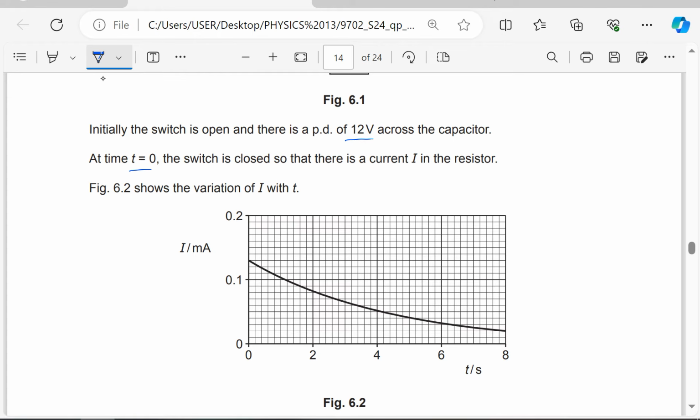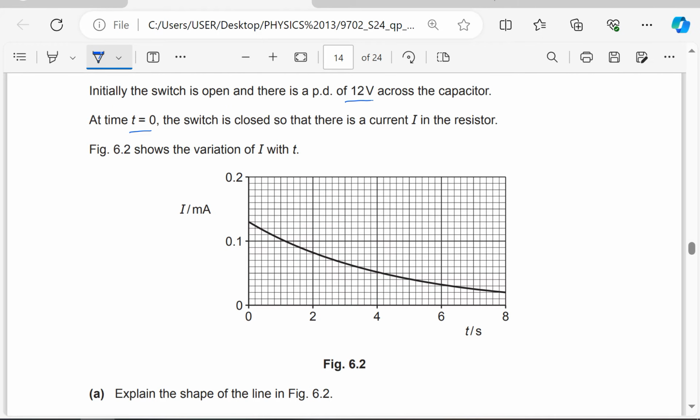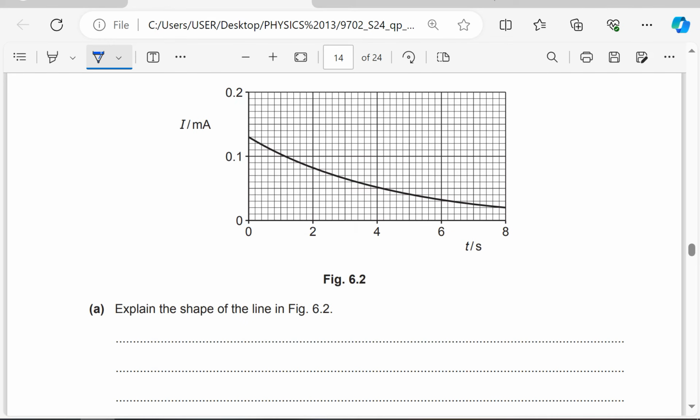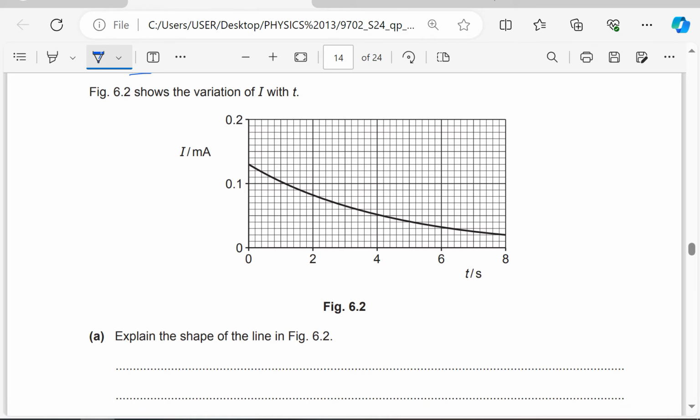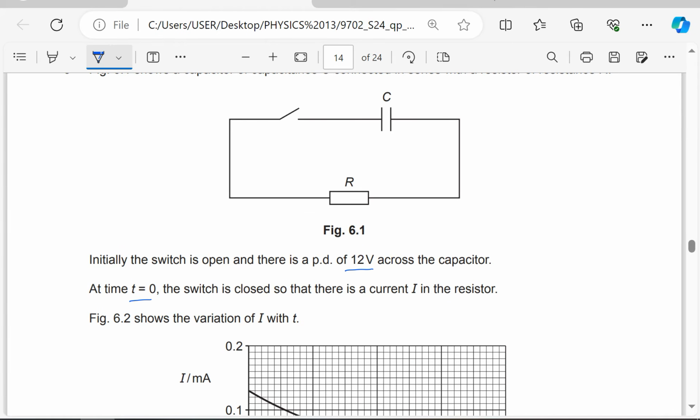Figure 6.2 shows the variation of I with t. Explain the shape of the line in figure 6.2. So we have to explain this shape here. Of course, I have already mentioned that when the switch is closed, the PD across the capacitor is the same as the PD across the resistor. That's number one. And you also remember that charge equals C times V. That means the PD across the capacitor is proportional to the charge on the capacitor. That's number two. But of course, charge is going to decrease.